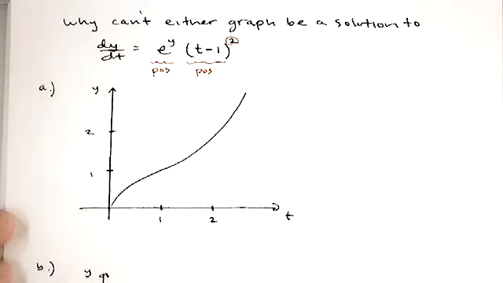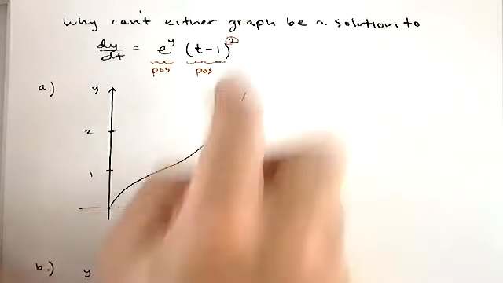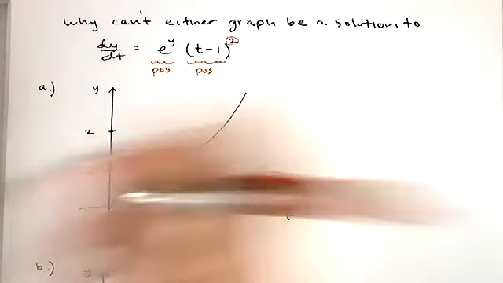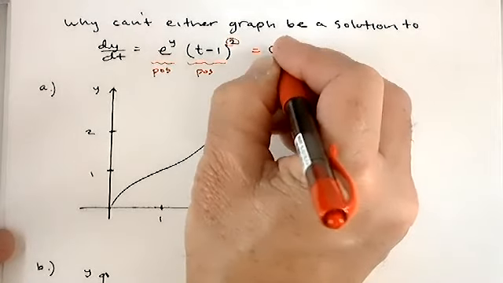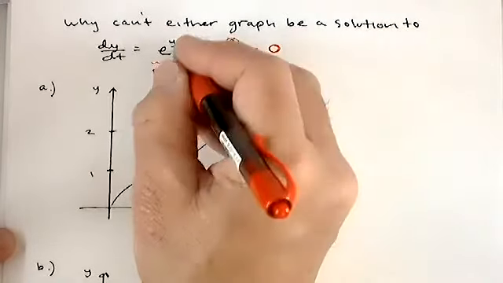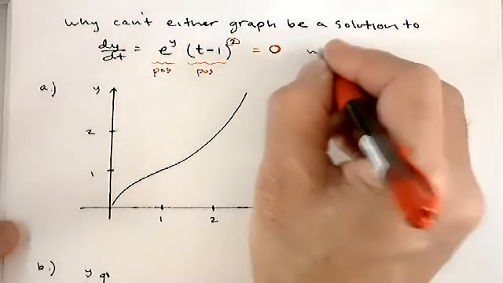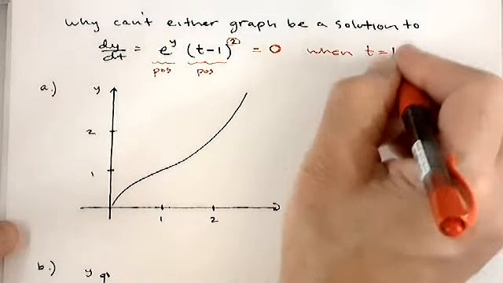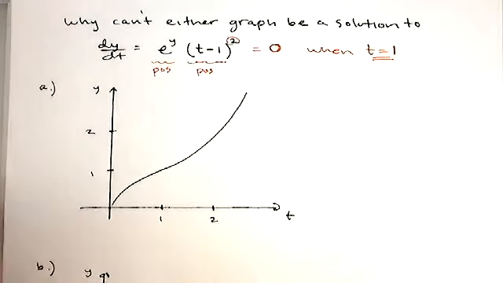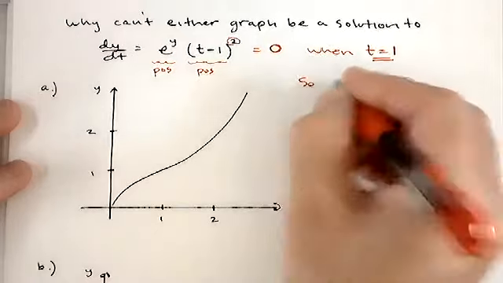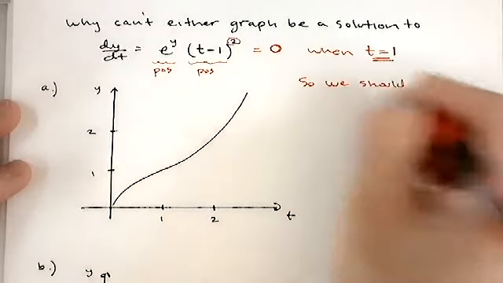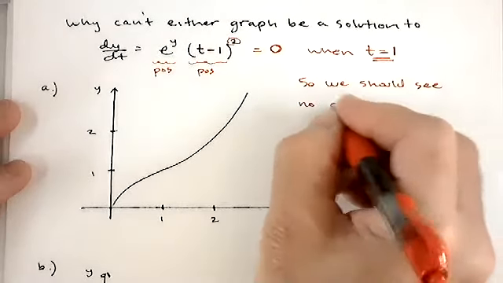What's the one value of t where it's not positive? Exactly. If t is 1, then this whole thing becomes 0. If I were to set this equal to 0 to find equilibrium points, e to y is never going to equal 0, but this whole derivative will equal 0 when t is equal to 1. And if my derivative is equal to 0 when t is equal to 1, we should see no growth.